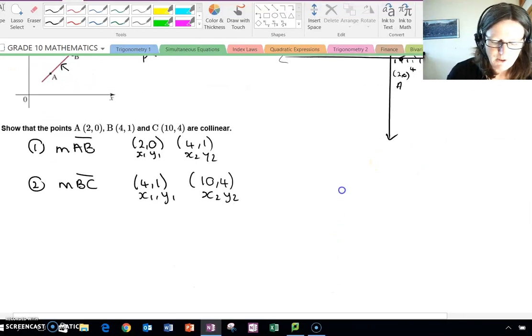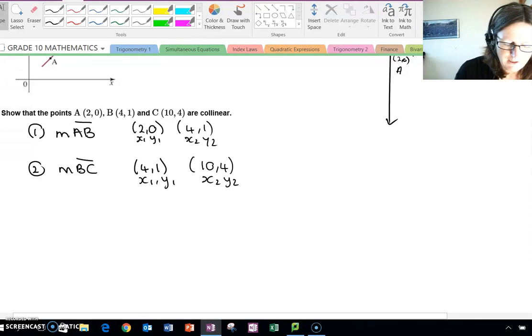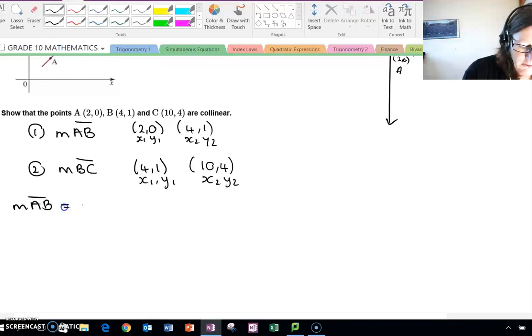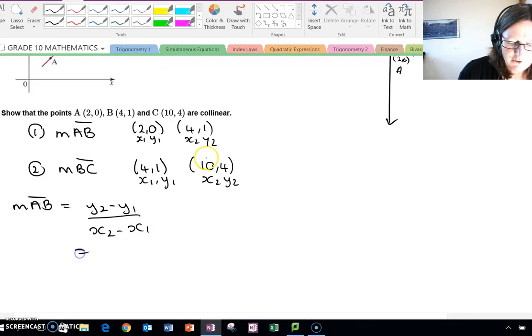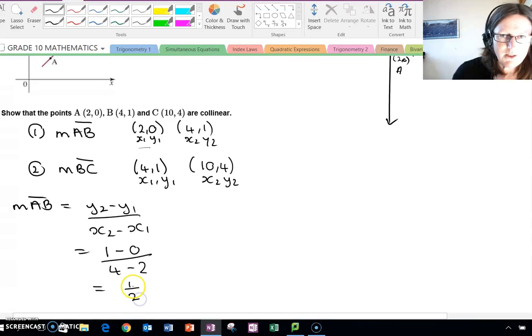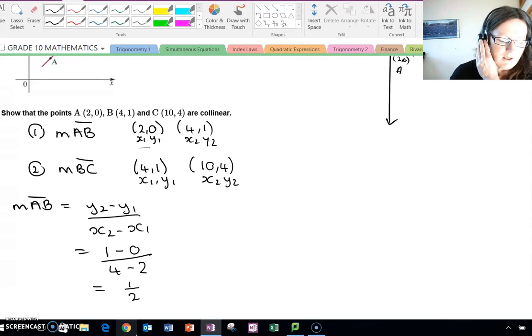So let's see if the gradients are the same. So we need to find the gradient of A to B. So let's write our gradient formula. Let's substitute in our values, and I've already written here x1, y1, x2, y2, so let's substitute in. So 1 subtract 0 over 4 subtract 2, so the gradient is 1 over 2. So that's the gradient of the section A to B.